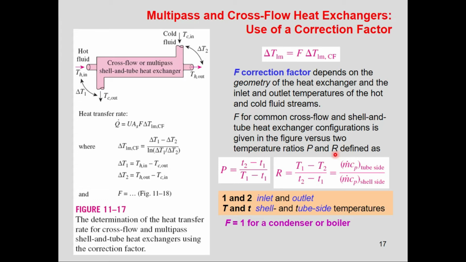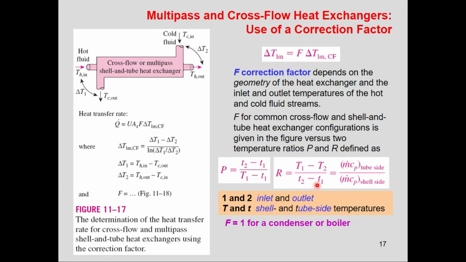So first of all, to determine the value of this correction factor F, we have to determine the value of these two temperature ratios. First of all, we have to determine the value of P and the value of R. So this is the formula for one temperature ratio, that is P, and this is the formula for the second temperature ratio, which is represented by R. Here four different temperatures are given, right? Capital T1, capital T2, small t1 and small t2.